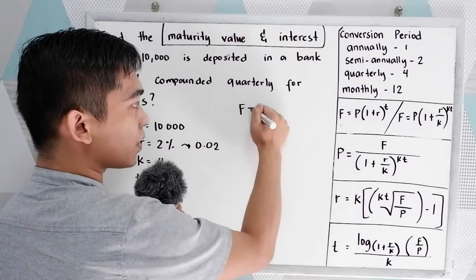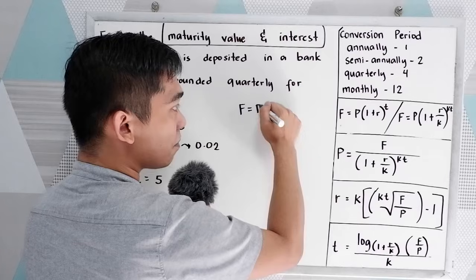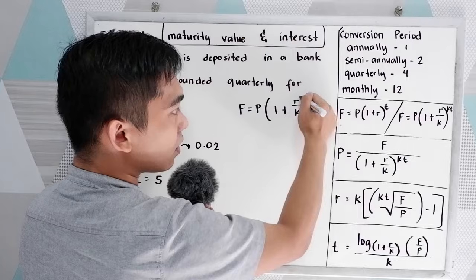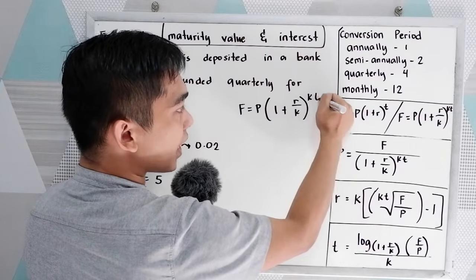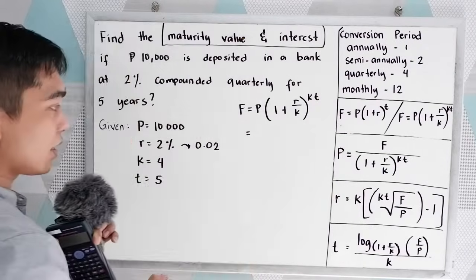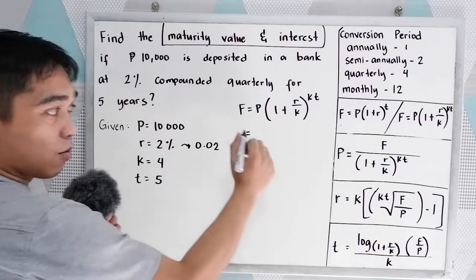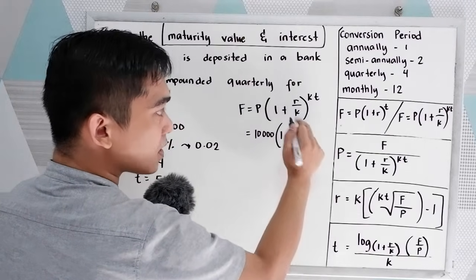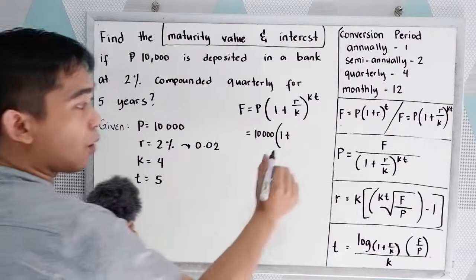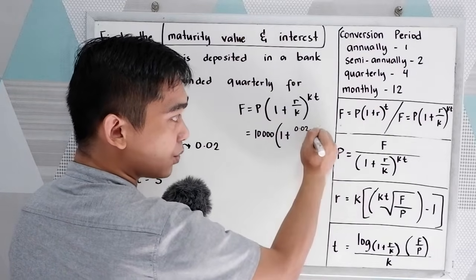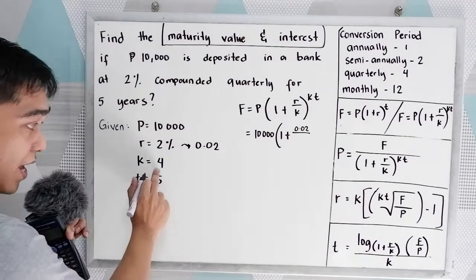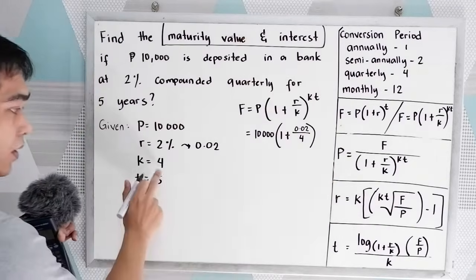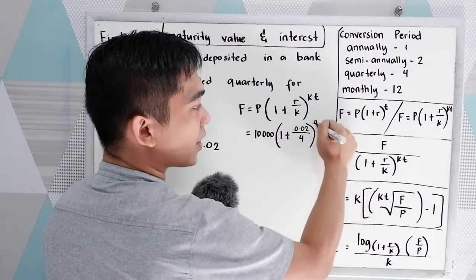So F is equal to, copy the formula, P, quantity 1 plus R over K, then raised to KT. Now let us substitute. P is 10,000 times 1 plus our rate, 0.02, all over K, which is 4, raised to KT, 4 times 5.